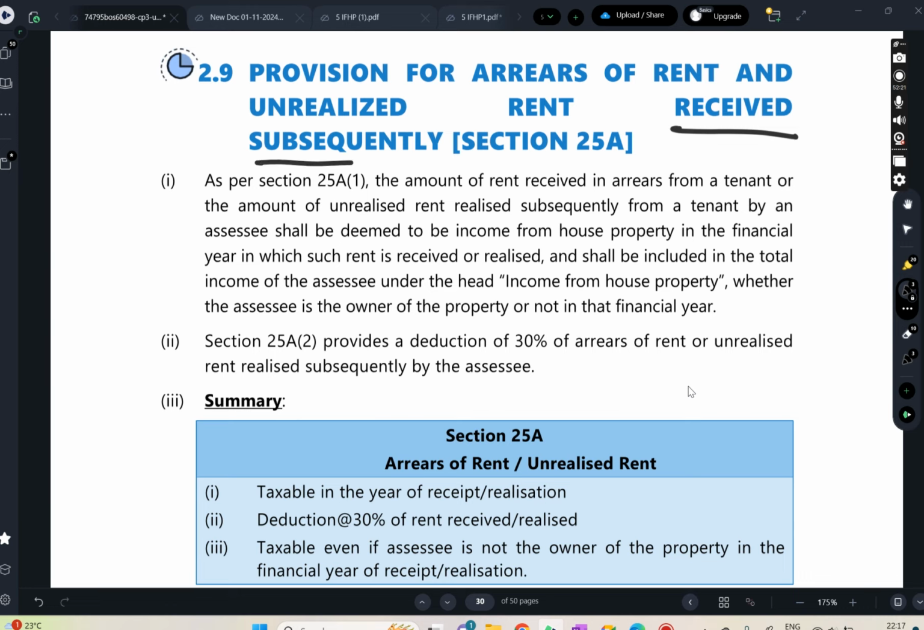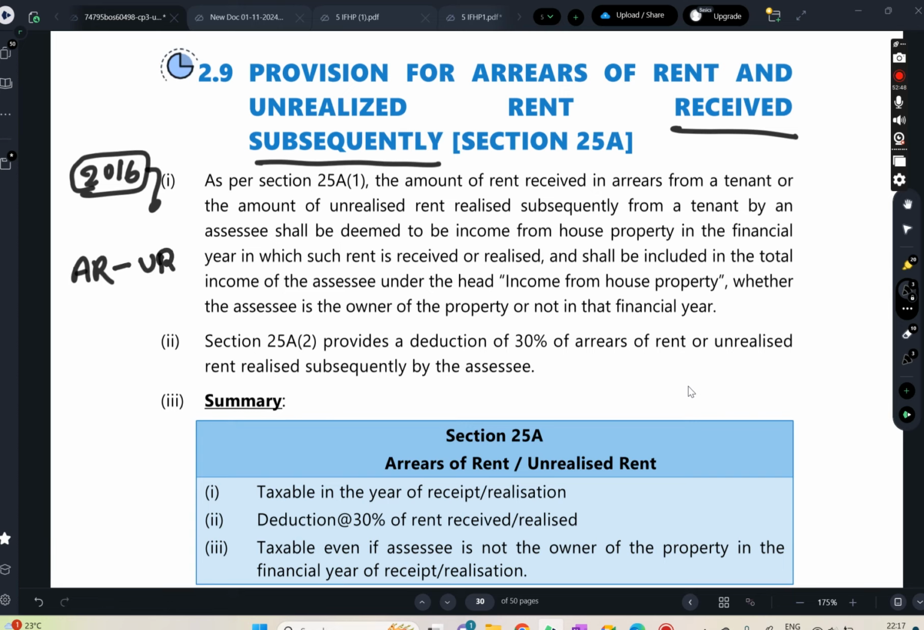Later it is received subsequently. That means, let's just say there is a tenant right now in 2016. In 2016, one tenant escaped without paying the rent. We tried in every way, but he could not pay the rent. Then what would we have done? We would have claimed the benefit, right? If he satisfied all the conditions at that point of time, he would have claimed the benefit.